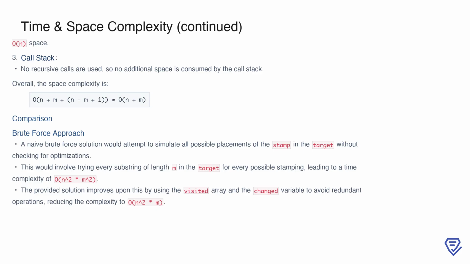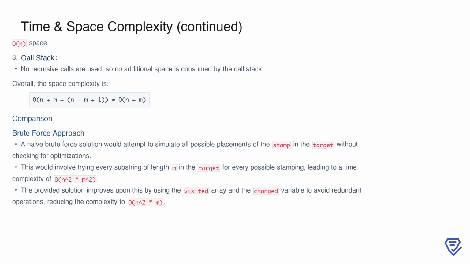Continuing with space complexity, the visited array adds O(n) space, and since no recursion is used in the algorithm, the call stack does not consume any additional space. Therefore, the overall space complexity sums up to O(n + m + (n - m + 1)), which simplifies to O(n + m). Let's compare this with the brute force approach.